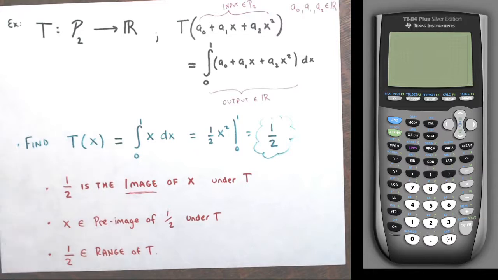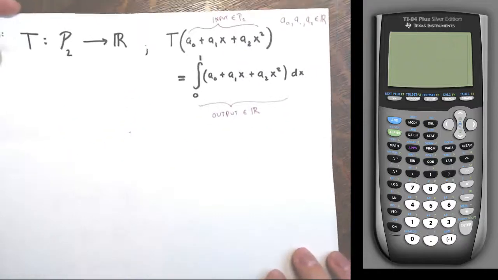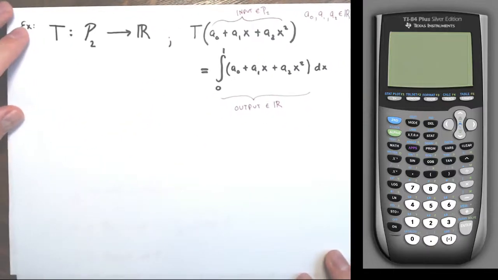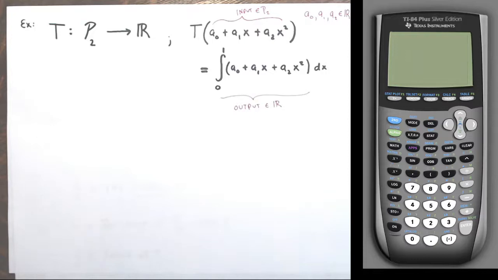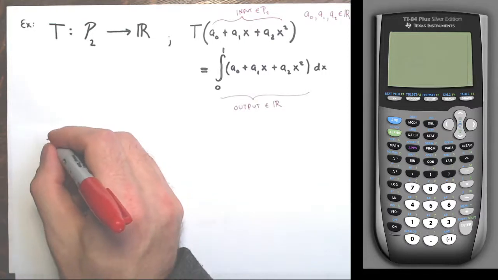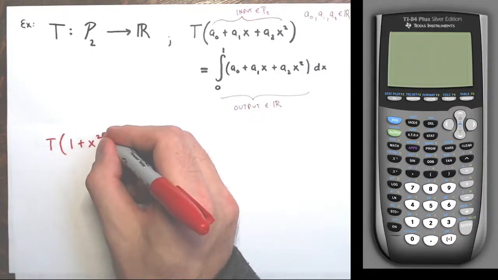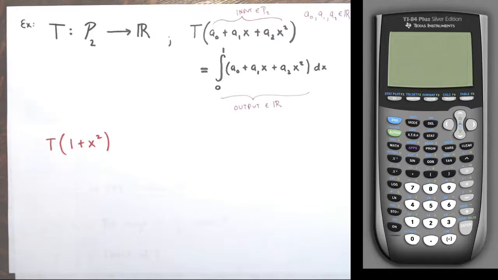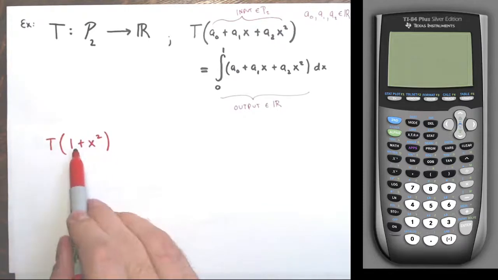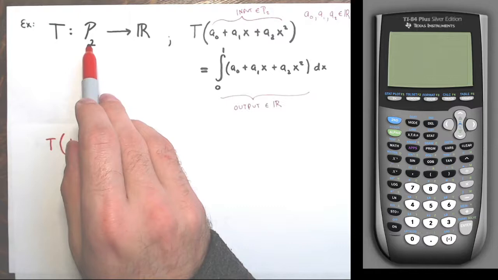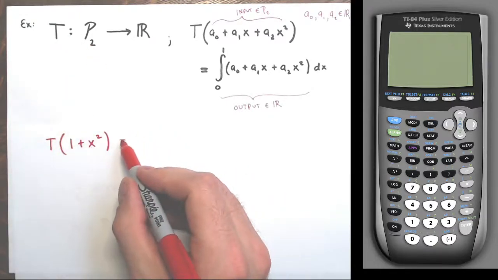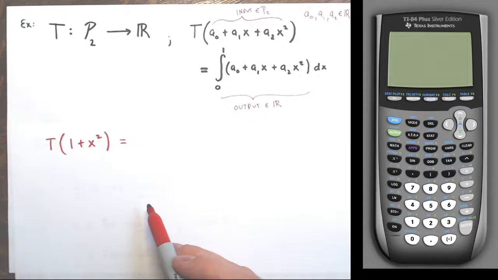Okay, let me plug in something else. Again, my input's coming from P2, some polynomial of degree 2 or less, and my output is coming from R. So how about T of 1 plus x squared? There we go, 1 plus x squared, however you write it. That is a polynomial of degree 2 or less, from the domain.